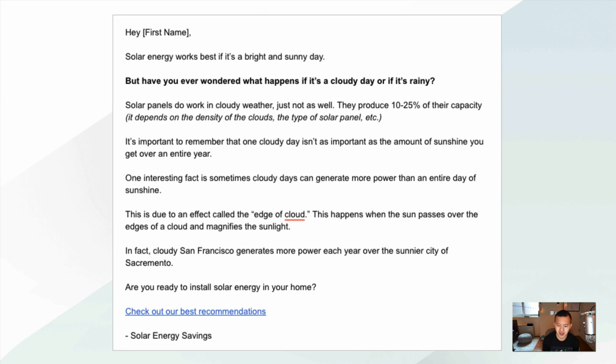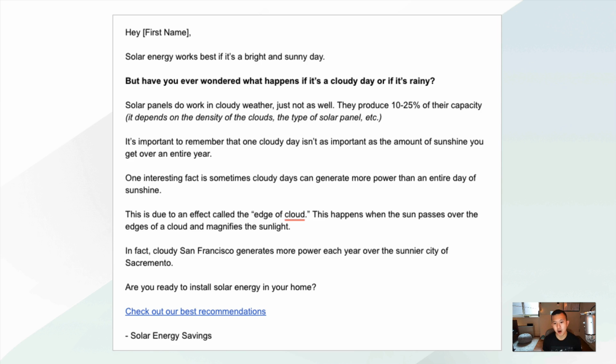Does this make sense, guys? There's actually a purpose to each email. And the way I think about it is each email overcomes a different objection. So I wrote an email here to overcome the objection of rainy or cloudy weather.